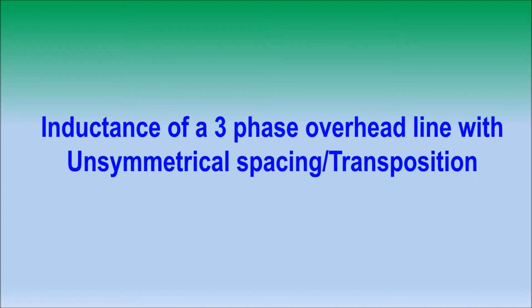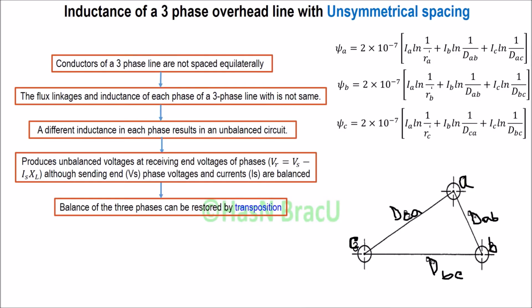In this video, we'll derive the equation of inductance of three-phase overhead lines where the phase conductors are at unsymmetrical spacings. Now, inductance of a three-phase overhead line with unsymmetrical spacing. Let us consider three-phase conductors, conductor A, conductor B, and conductor C.